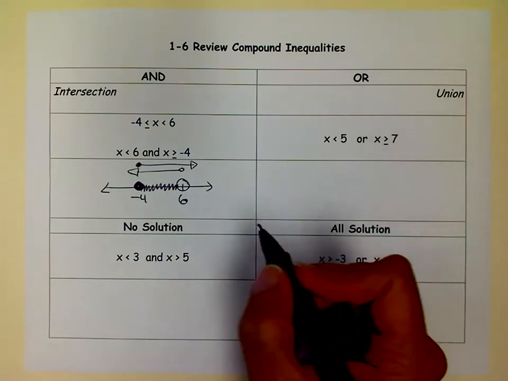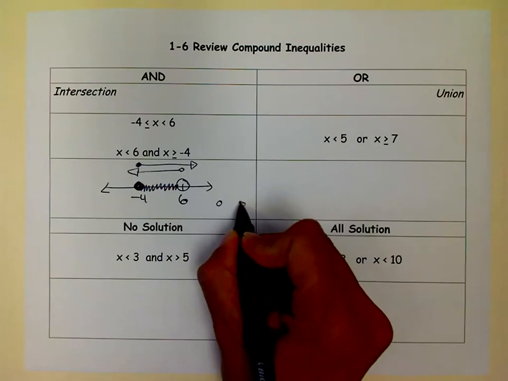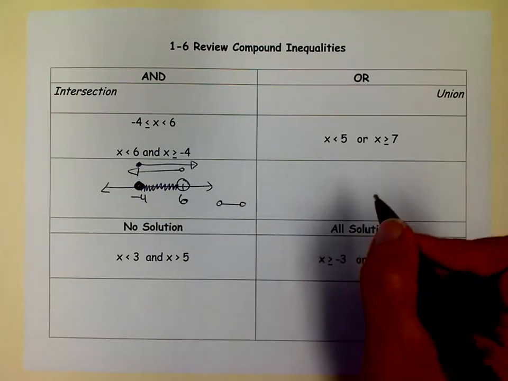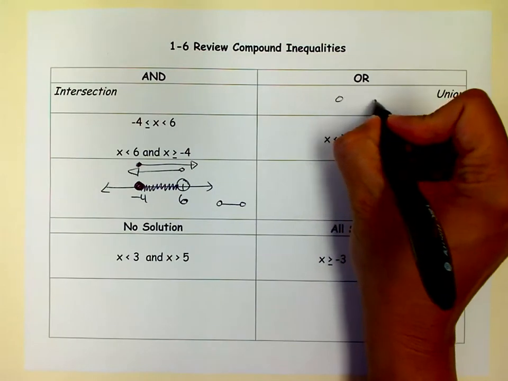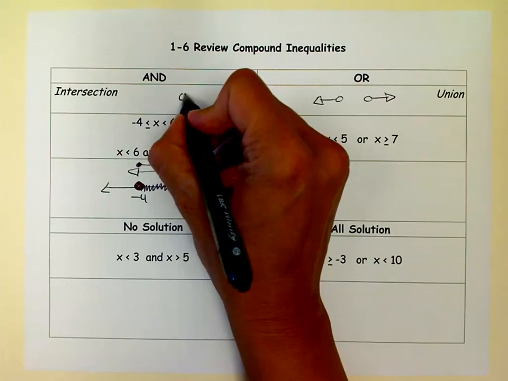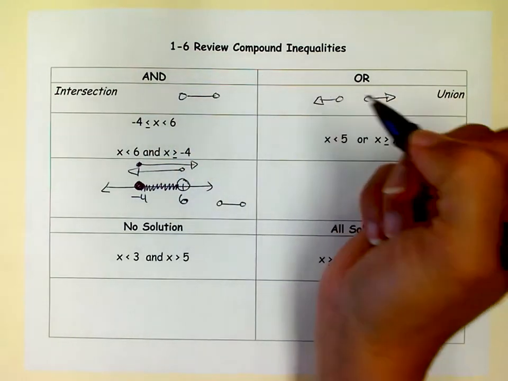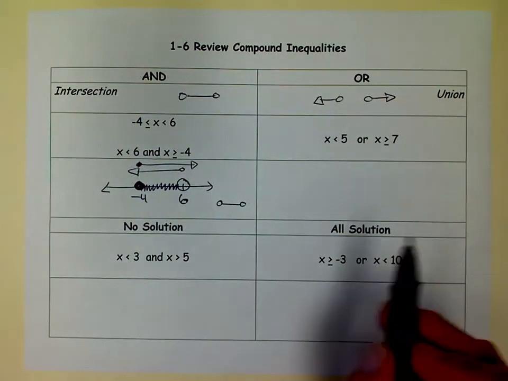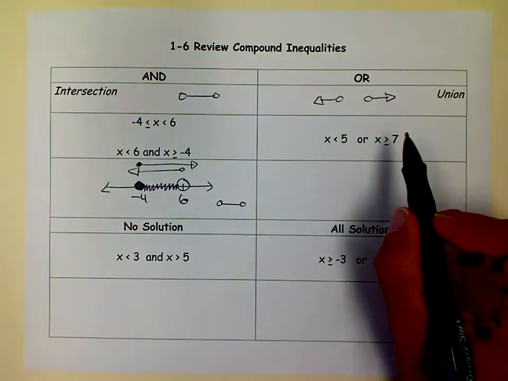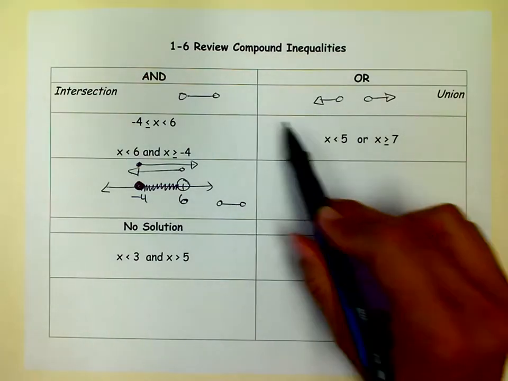So most often on "and"s you'll see a line segment, and on "or"s you'll see more like this. I meant to write that up at the beginning so that you could actually see what the graphs will probably look like. This is a line segment. This is actually two lines going opposite directions. Usually that's what you'll have.